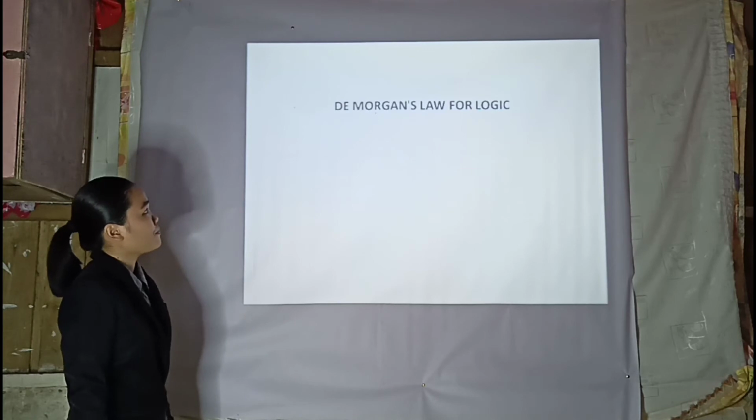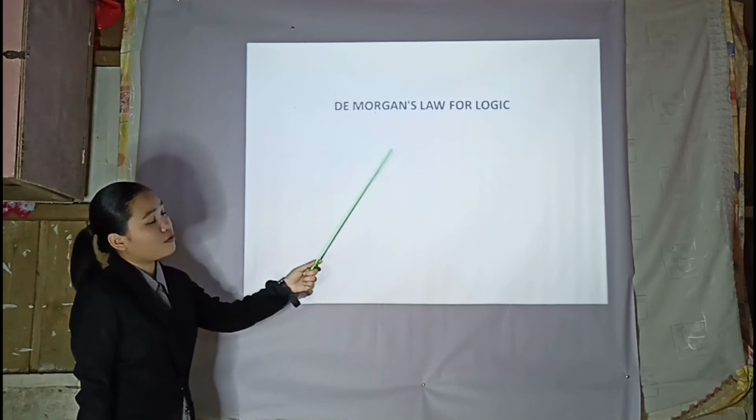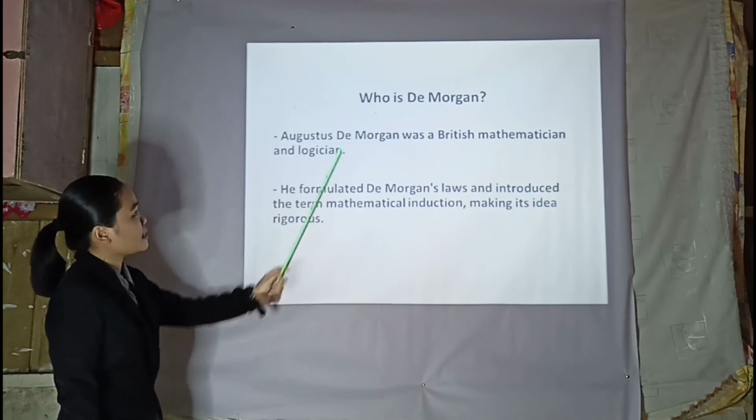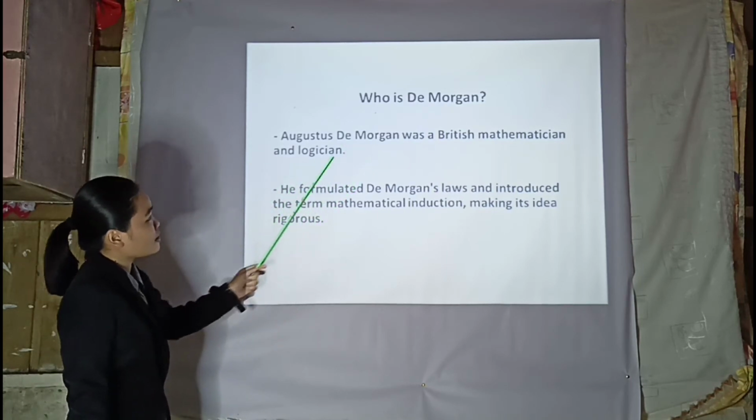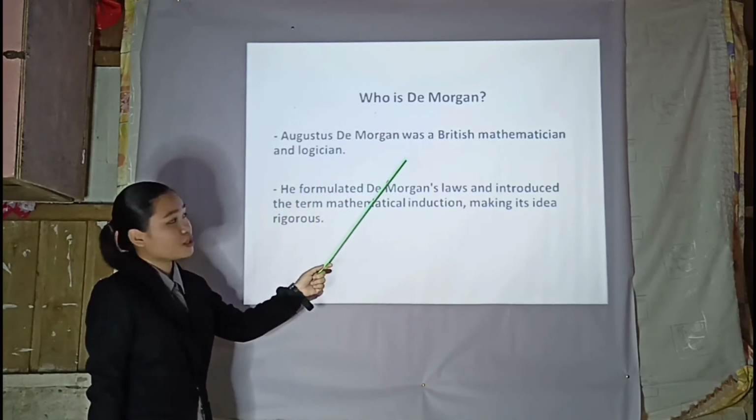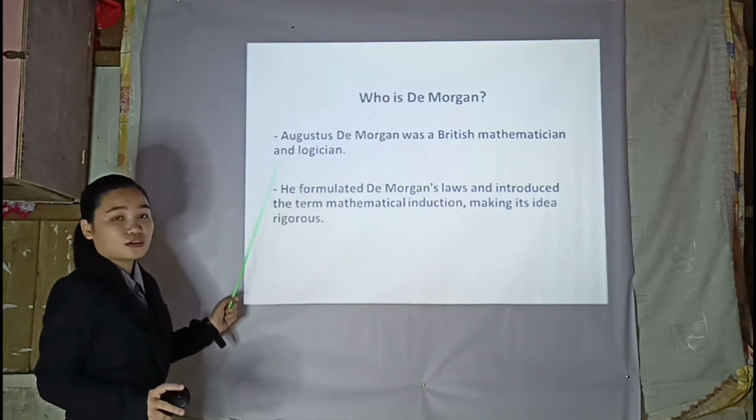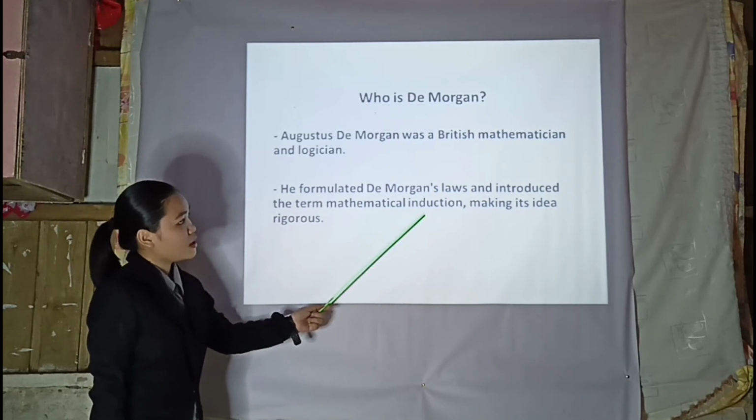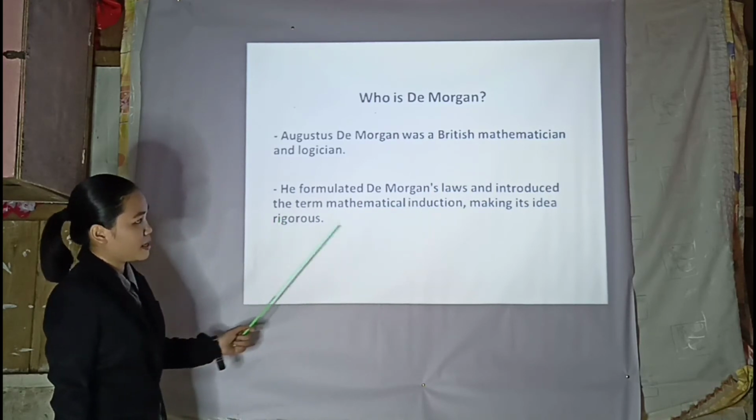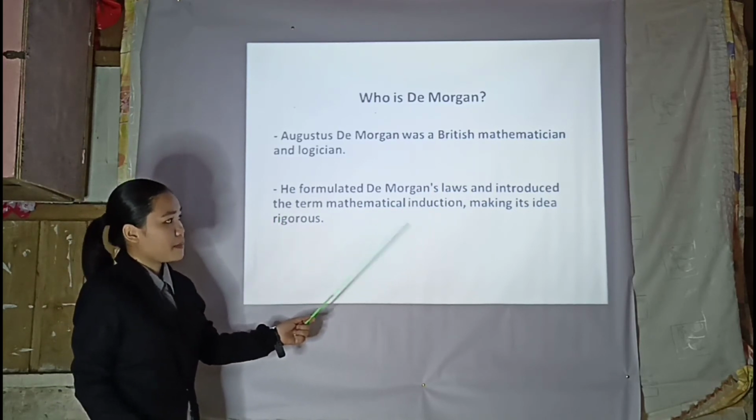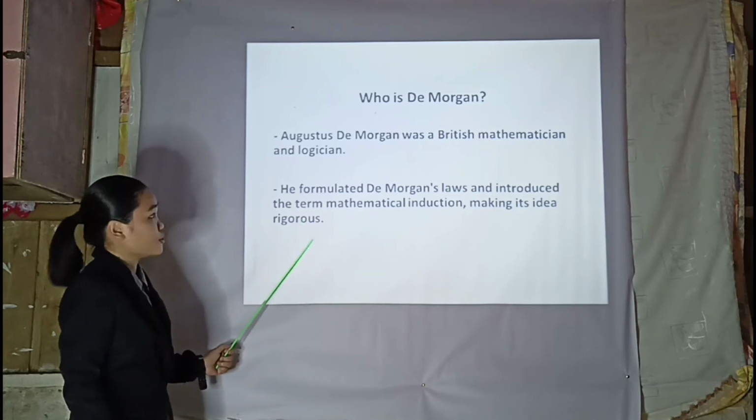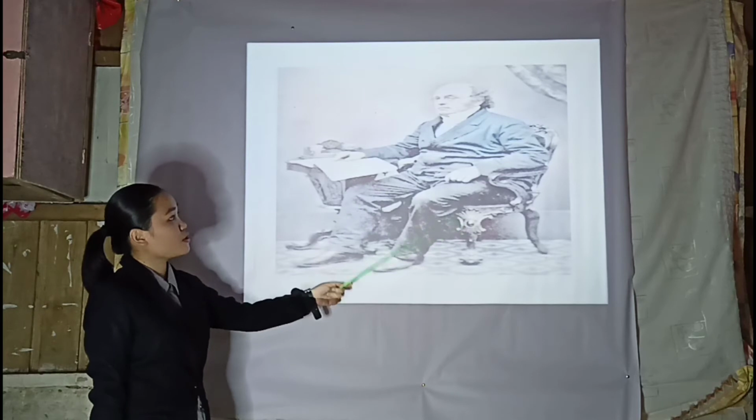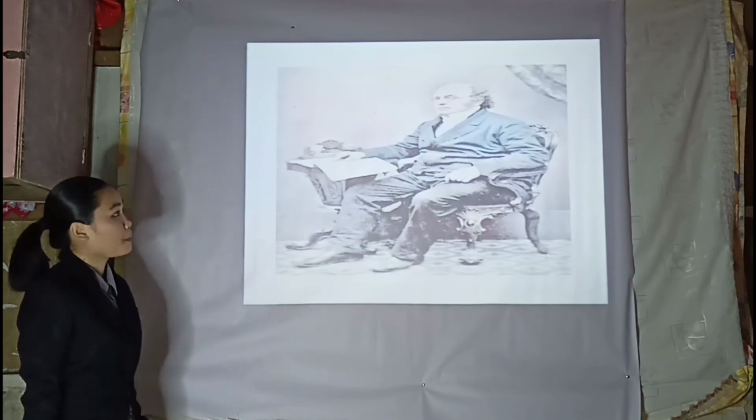Next, the De Morgan's law for logic. So, who is De Morgan? Augustus De Morgan was a British mathematician and logician. He formulated De Morgan's laws and introduced the term mathematical induction, making its idea rigorous. Okay, so this is Augustus De Morgan.